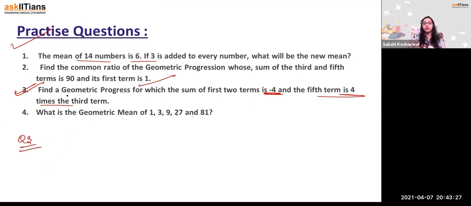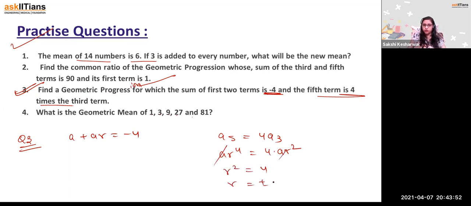It says find the geometric progression for which the sum of the first two terms is equal to -4, so a plus ar is equal to -4, and the fifth term is equal to 4 times the third term. So ar to the power 4 is equal to 4 times ar square, right? You see that a and a cancel out, so r square is equal to 4, so the value of r is equal to plus or minus 2.